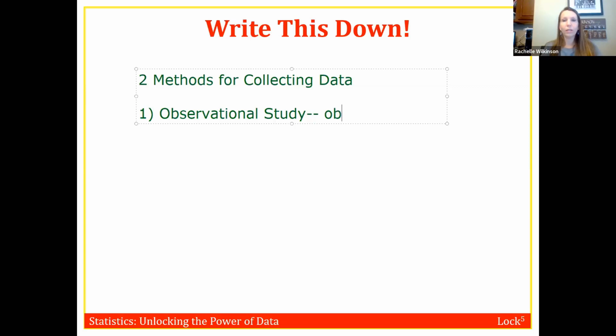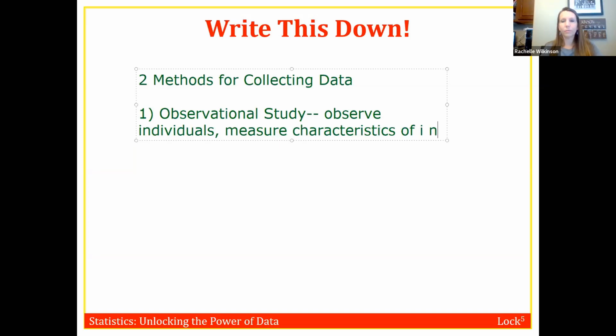So we're going to observe individuals, measure characteristics of interest, but do not actively control the value of any variable.